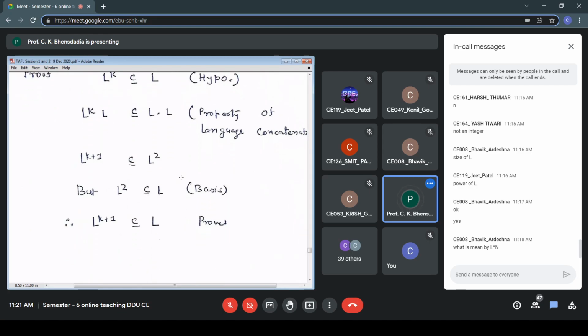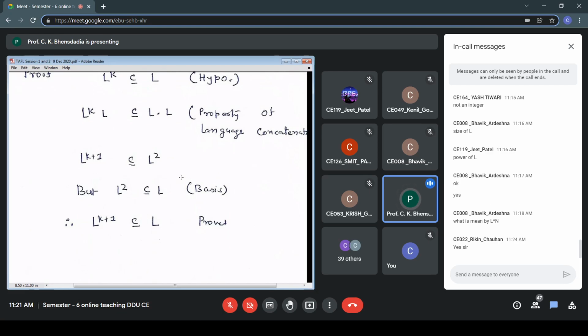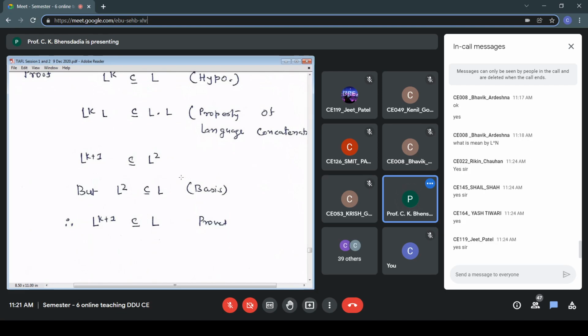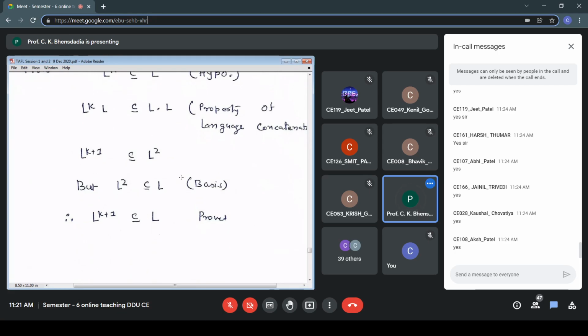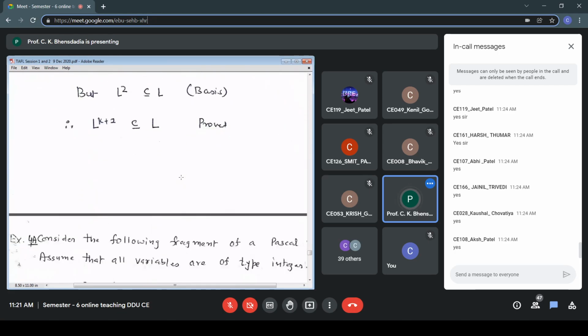That is my proof. Is this fine? Pavik, Chit and other students, is this fine? The proof is fine? Okay, Rikin? Yash, Jit, Janil, fine. Okay. Aksh.